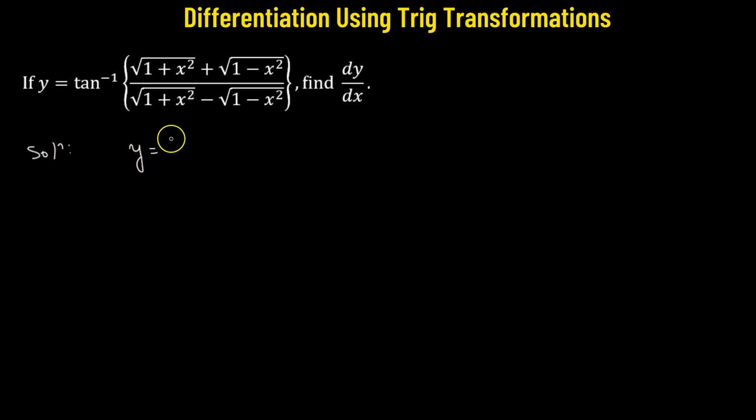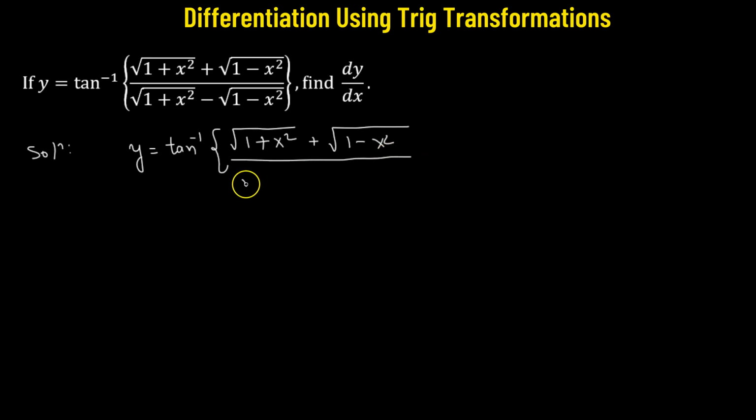So here we have y equals tangent inverse of (square root of 1 plus x squared plus square root of 1 minus x squared) divided by (square root of 1 plus x squared minus square root of 1 minus x squared). Let's label this as number 1. We'll try to simplify the expression within the parentheses by using a trigonometric transformation. All we have to do is make it into a tangent function such that when we take tangent inverse of that tangent function, it will simplify.